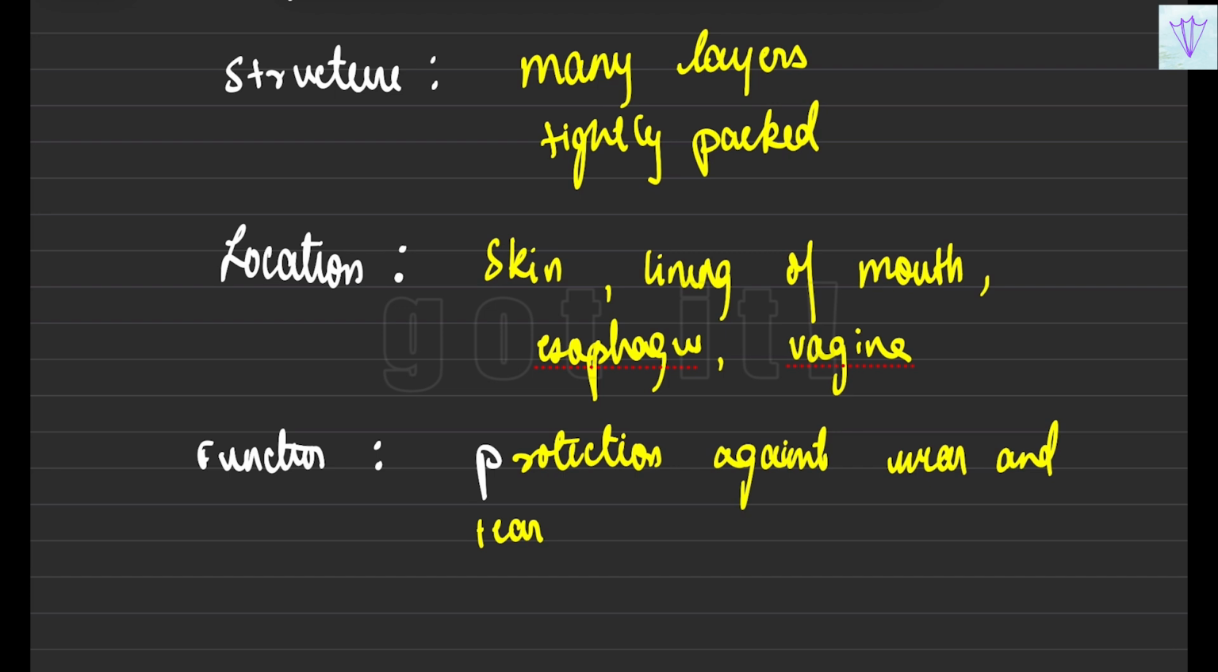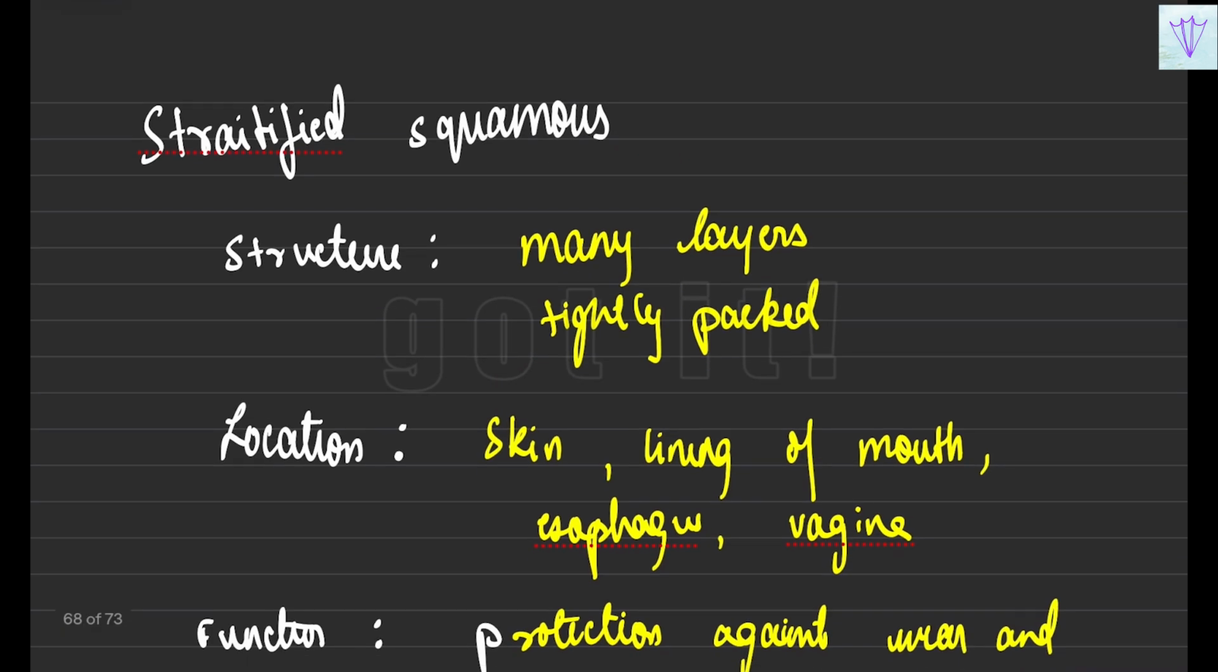Wear and tear, and it protects against the entry of germs. So when you see the places where it is located, like in the vagina, you can understand that it is protection against wear and tear. So what is the keyword you have to remember for stratified squamous? Like we remembered exchange for squamous, for stratified squamous it is protection.